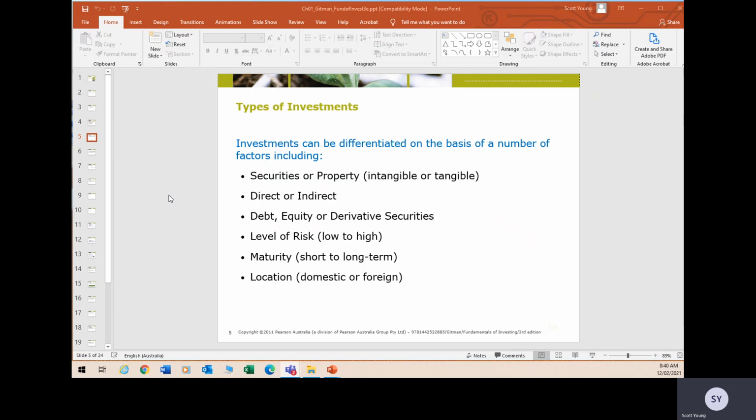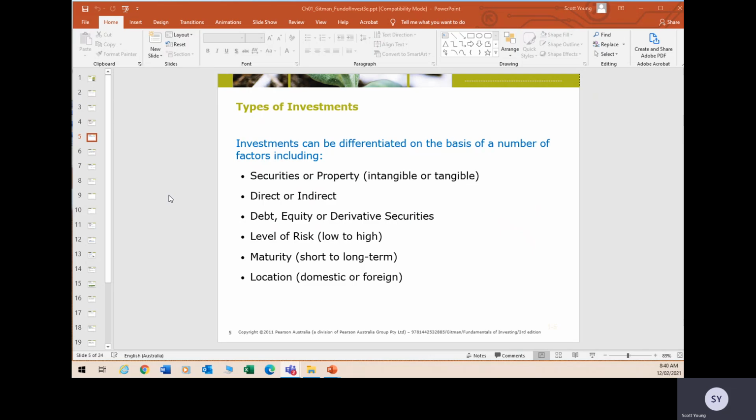Okay, you can see the major heading there on the screen in front of you, and of course there's a bit more information there in the text under each one of those. So as you can see, we're talking about just the major categories here in a broad general sense. Okay, so securities or property, again, that can be intangible or tangible.